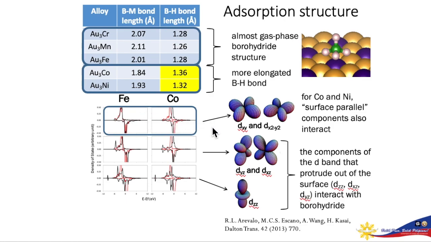We think that this interaction with the surface parallel components of the D-band for the case of cobalt and nickel contribute to the elongation of the BH bonds of borohydride. Accordingly, we can say that these components of the D-band can promote the transfer of electrons to the antibonding orbital with respect to the BH bond length of borohydride, resulting in the elongation of the BH bond length.